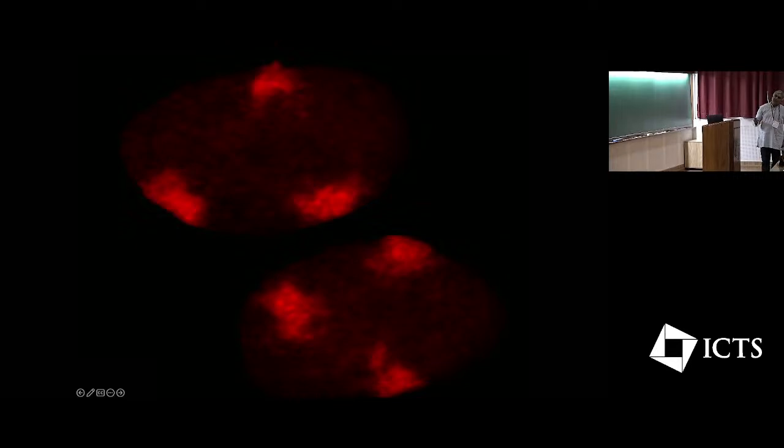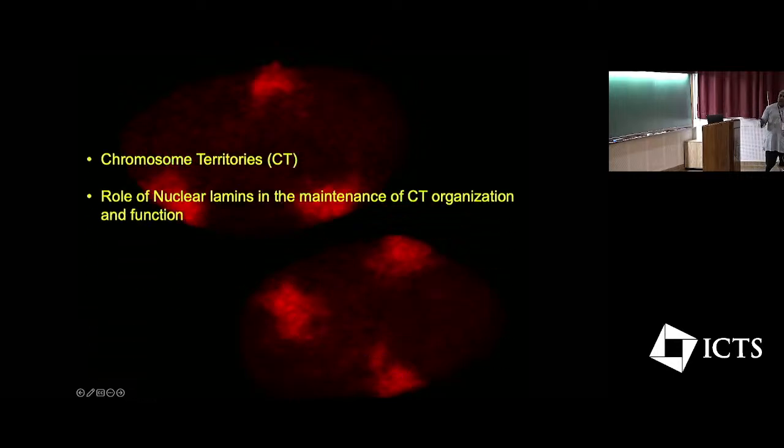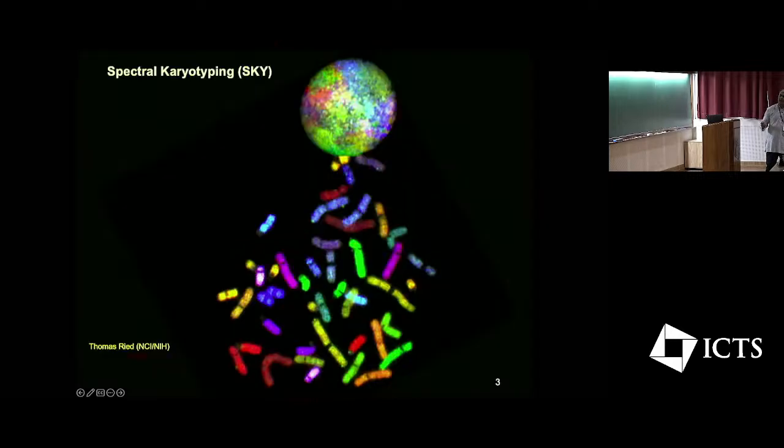So what you see here in this slide is the nucleus at the interface, and you're seeing chromosome territories, and you may be surprised as to why you're seeing 3 chromosome territories, and I'll explain to you why that's the case. So this is a chromosome paint for chromosome 7, and you can see 3 distinct territories in both these nuclei. And I'm going to mainly talk about chromosome territories and how nuclear lamins are very important in the maintenance of chromosome territory organization and function in the nucleus.